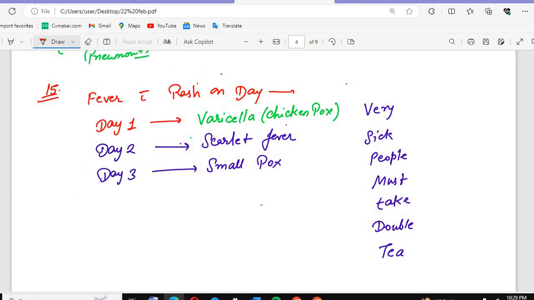The very sick people must take the double tea. So we have day 3, smallpox. Then we have day 4. See, on day 4 we have measles. M for measles. Then day 5, remember, the rash seen in the case of T4 is typhus. So scrub typhus.